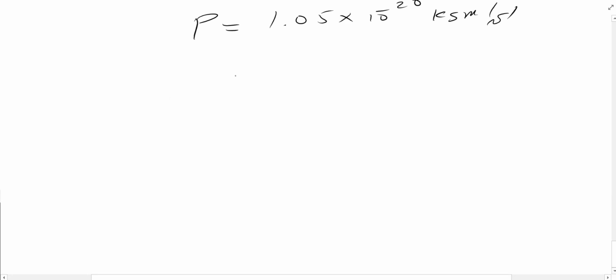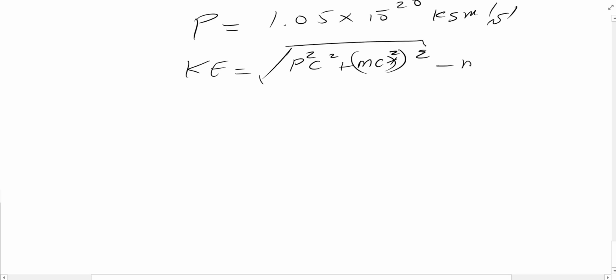So if we were to find the kinetic energy, it's going to be the square root of the total energy, in this case (pc) squared plus (mc squared) squared, the whole thing under the root, minus the energy at rest, which is mc squared. Okay, so this is true for both the electron and the proton. So let's look at it for the proton, problem 70 if you wish.